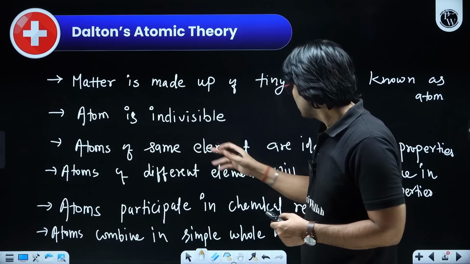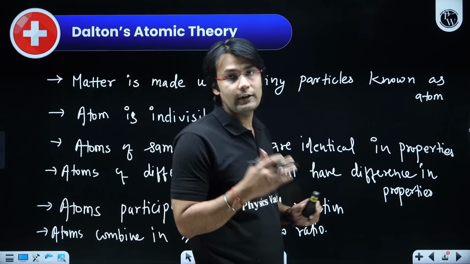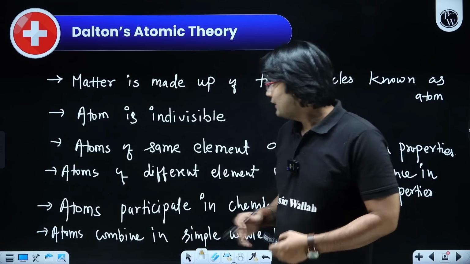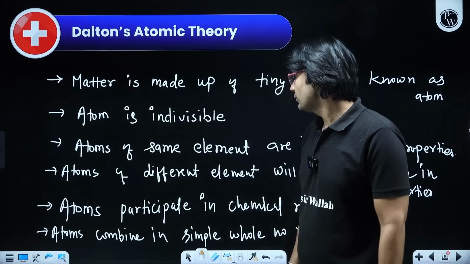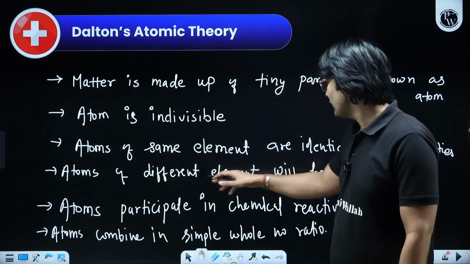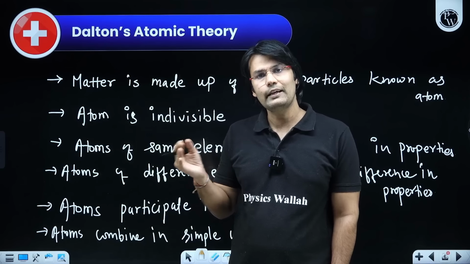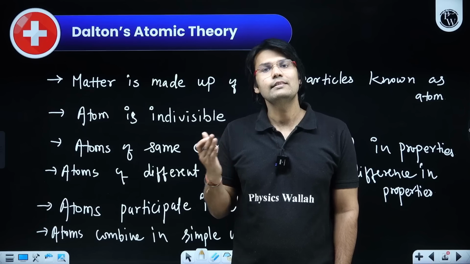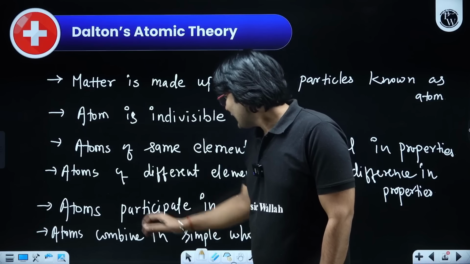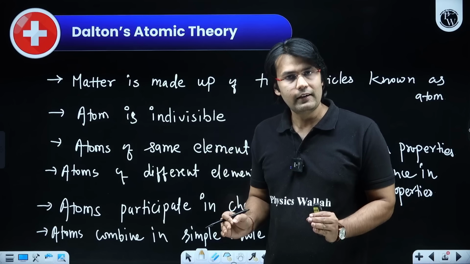Isotopes are the atoms of the same element, but they have a difference in mass. And if you talk about isobars, then the next statement is also wrong for Dalton, that is, atoms of different elements will have difference in properties. So atoms of different elements can even have some similar properties, like in the case of isobars, which have the same mass number. And atoms participate in chemical reactions. This point is absolutely valid till now.